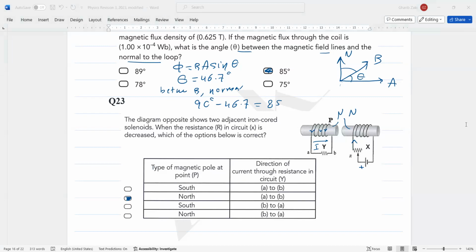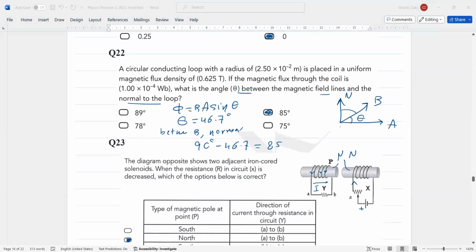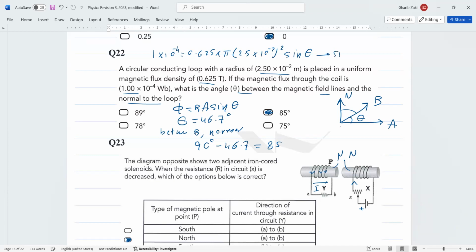Mister, how did we know 46.7? Oh my God. We just find it from the given, my friend. I solved it. It's okay, because of the time. He said phi is that one. 1 multiply 10 power -4 equals the B, 0.625, multiply the area. This is the radius, so the area is pi multiply r squared, 2.5 times 10 power -2, multiply sine theta. From this you calculate sine theta, and from sine theta, shift to sine inverse, you can get theta. Okay?